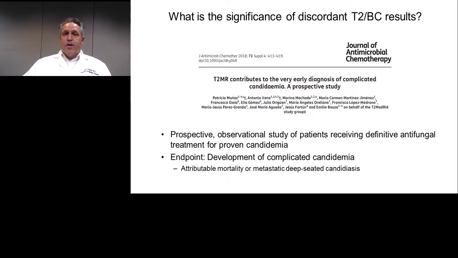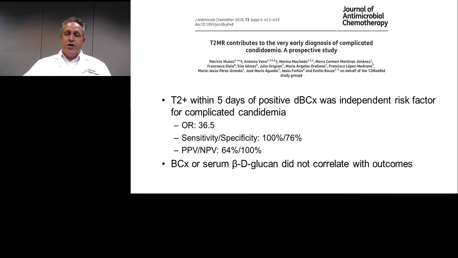So they did longitudinal testing with T2, with blood cultures, and with serum beta-glucan in this study. Within 5 days of the original positive diagnostic blood culture, if you had a positive T2 result, that was an independent risk factor for the development of complicated candidemia. In fact, the odds ratio was 36. The sensitivity of a T2 positive result within 5 days for identifying patients who would develop complicated candidemia was 100%.